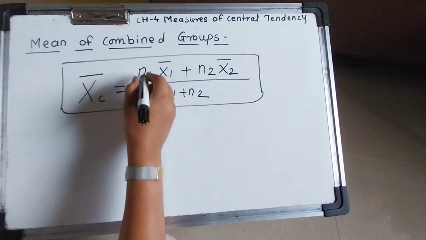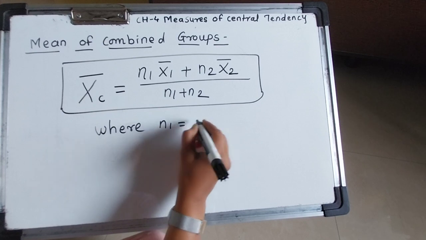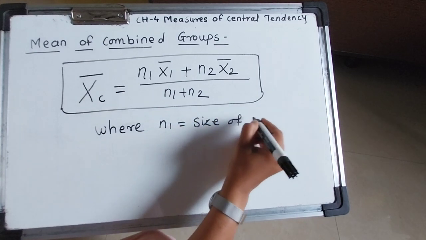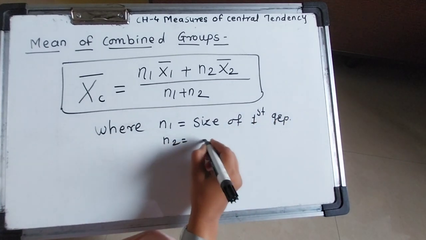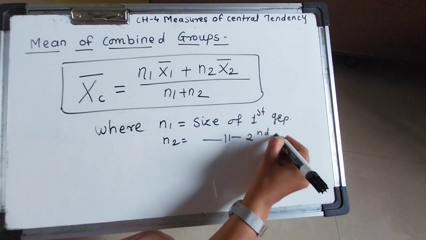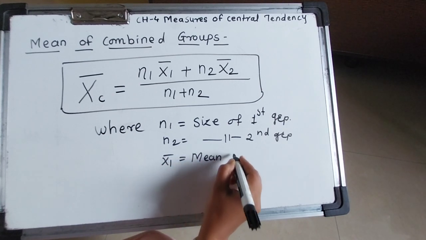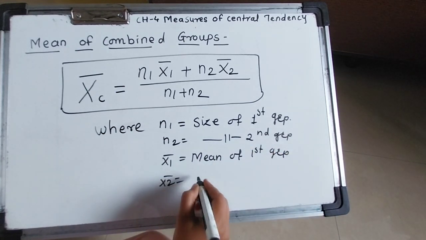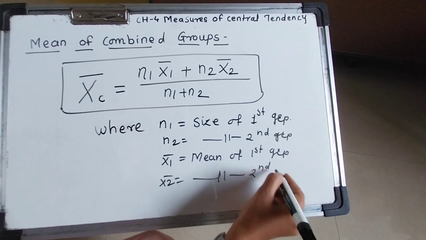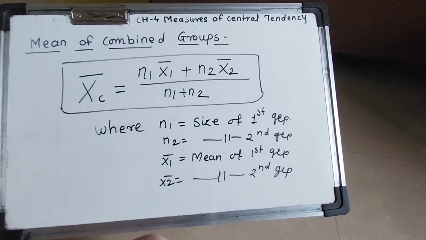Xc bar. What is N1? N1 is the size of the first group. N2 is the size of the second group. x1 bar is the mean of the first group. x2 bar is the mean of the second group. Once we get all the values, put them in the formula and find out the xc bar. So it is very simple.